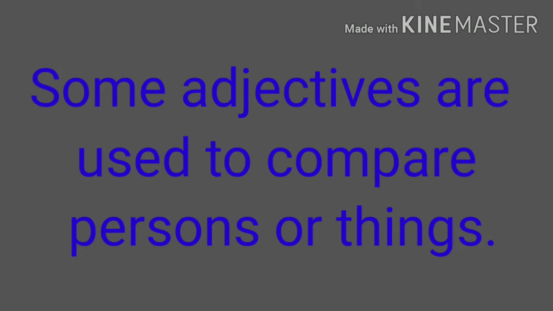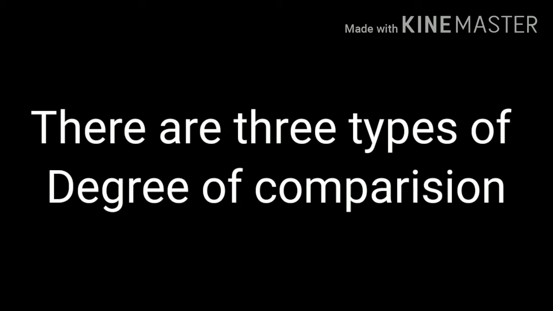Some adjectives can be used to compare persons or things. बहुत सारे ऐसे एडजेक्टिव्स हैं जिनको हम persons और things के बीच में compare कर सकते हैं. So those types of adjectives come under the heading degrees of comparison. Means we are comparing the adjectives, and for comparing the adjectives there are 3 degrees. Let's understand these things with an example.